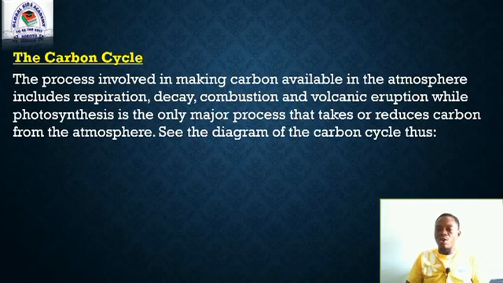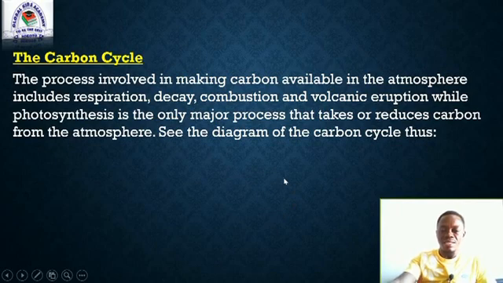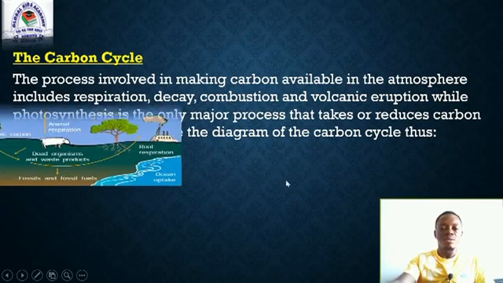And then volcanic eruption, talking about volcanicity, is the eruption of the molten magma beneath the earth's crust. It brings about making carbon available in the atmosphere. Now let's see the diagram of the carbon cycle.